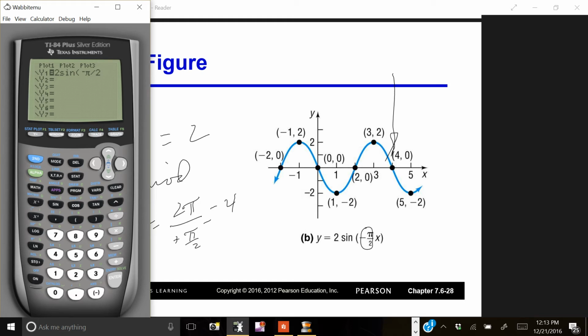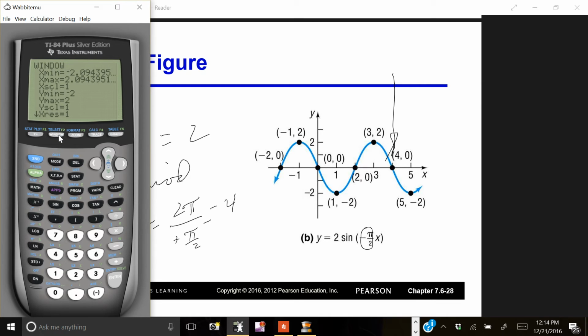And I want to be careful here. We need to use parentheses. Let me go ahead and put 2 sine, and I'm going to put minus pi over 2 in parentheses, and put in x, and close parentheses.